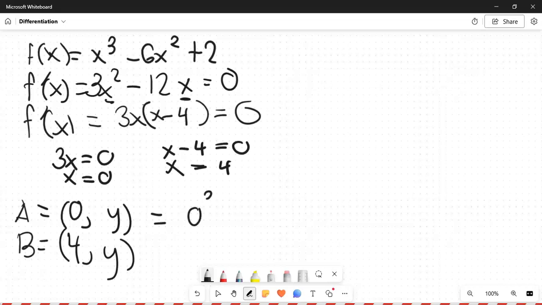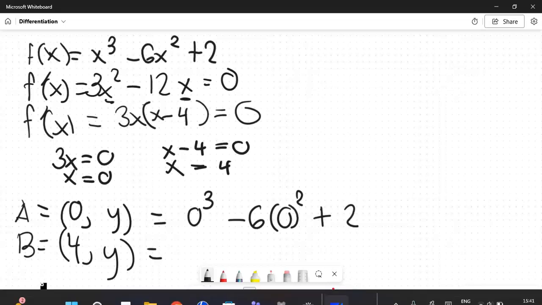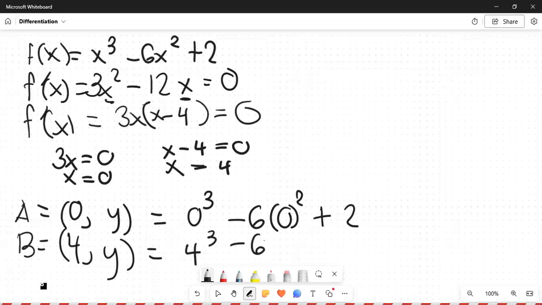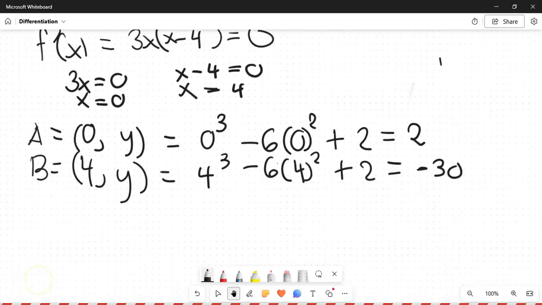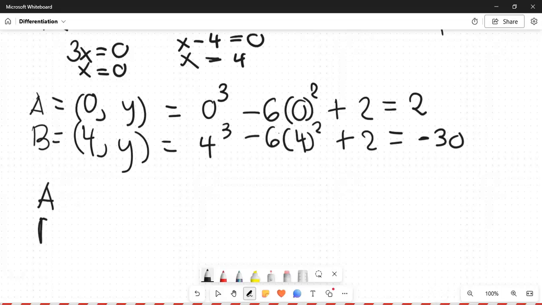So it will be 0 cubed minus 6 times 0 squared plus 2, and right here will be 4 cubed minus 6 times 4 squared plus 2. And our y values here will be 2 and negative 30. So both A and B coordinates will be (0, 2) and (4, negative 30).